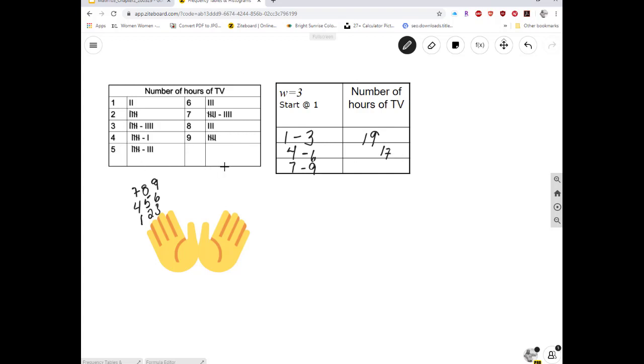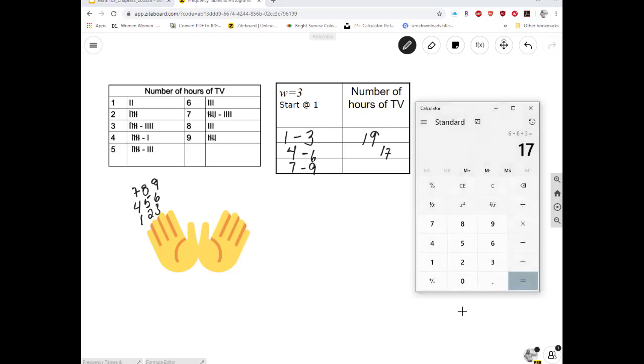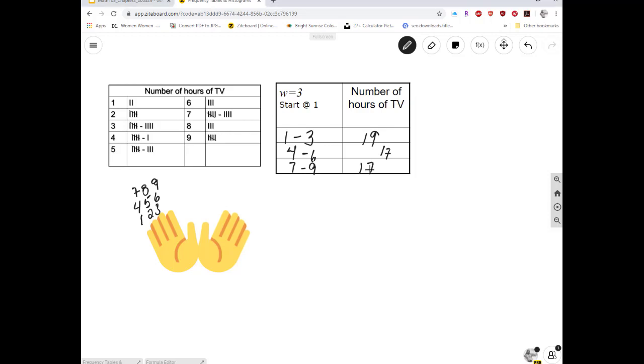Okay. The next one is how many people watched television 7 to 9 hours. So here is the 7 to 9 hour information. I'm going to open my calculator. Clear, clear, clear. Okay. This is 9 hours, 9 plus, and then 3 plus, and then 5 equals 17. Okay. So here is my data for this.